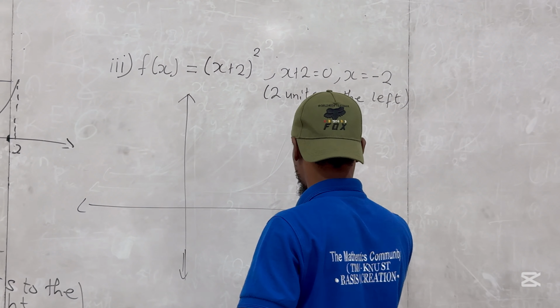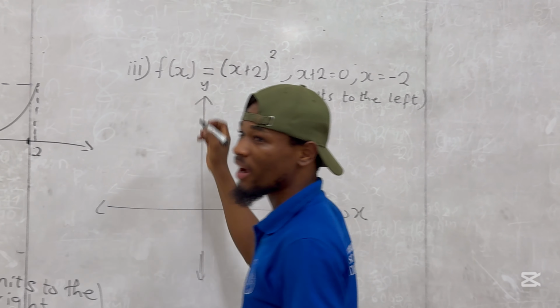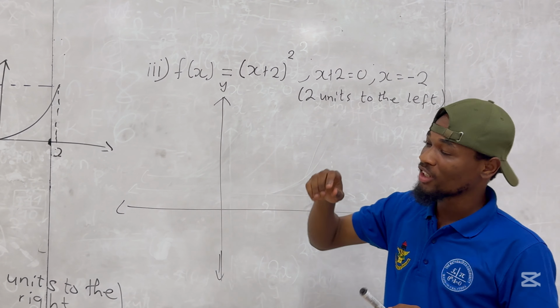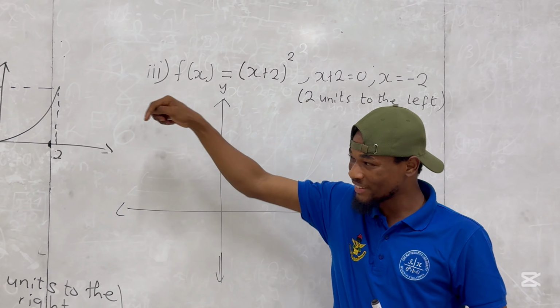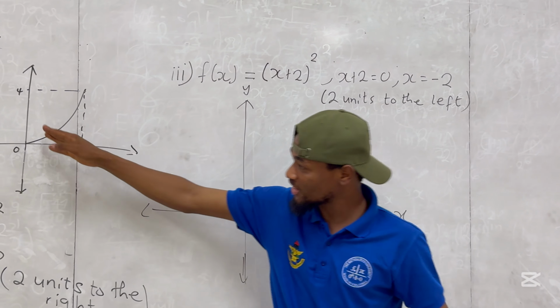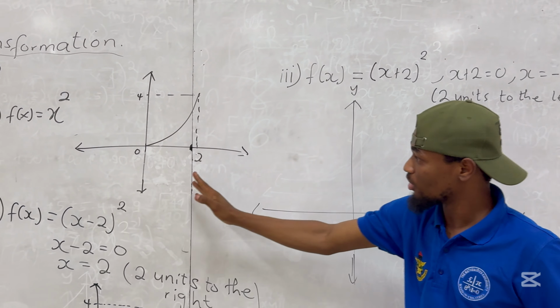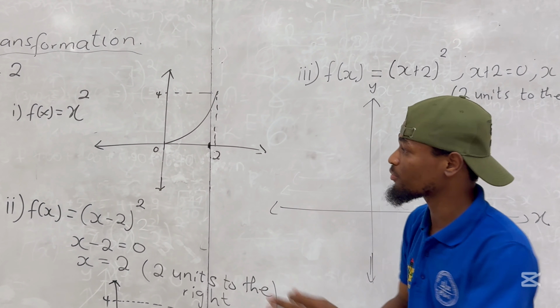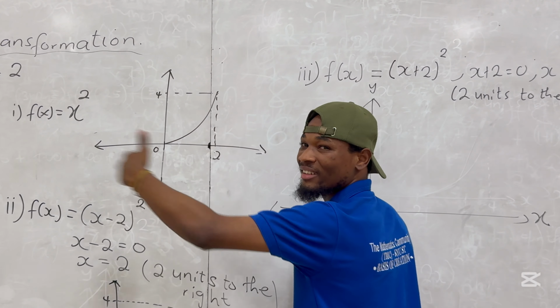So I have the x-axis here and I have what? My y-axis here. So let's consult the original function, which is the original graph. And this is the original graph. So I have it this way. Alright? So what I'm supposed to do is just focus on the left hand side, okay?